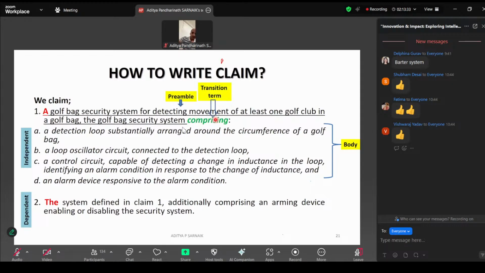If I say that the invention includes A, B, C, D, that means it has A, B, C, D for sure. But apart from A, B, C, D, there might be E, F, G, H. So those are called open-ended transition terms.